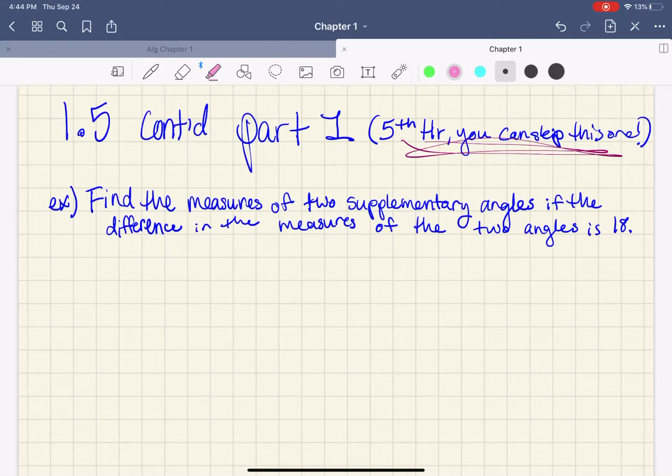Find the measure of two supplementary angles if the difference in the measures of the two angles is 18. Okay, this problem and so many other geometry problems get packed with information, and we need to be able to unpack it.